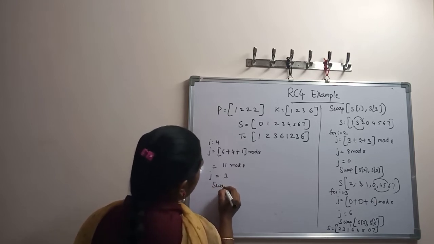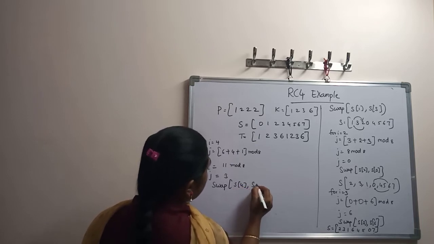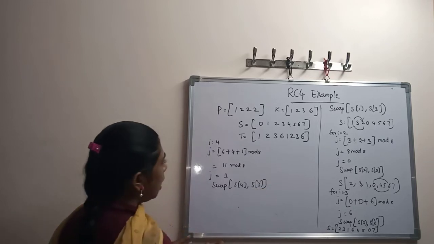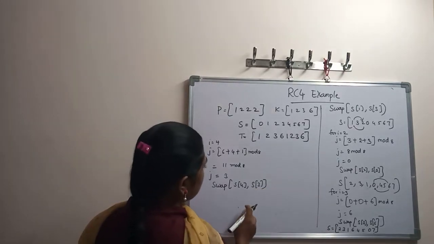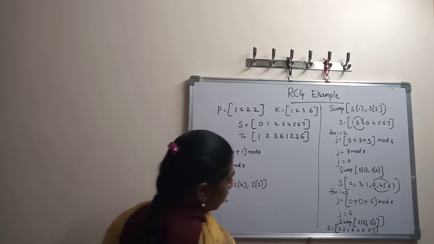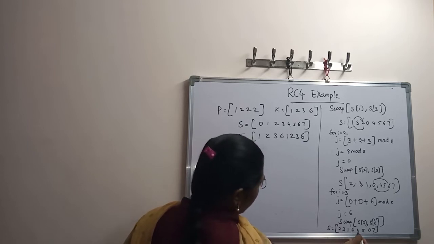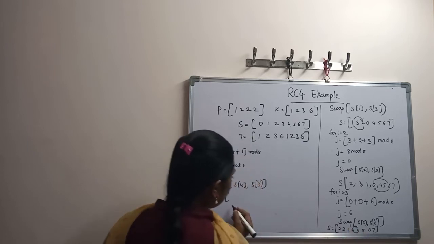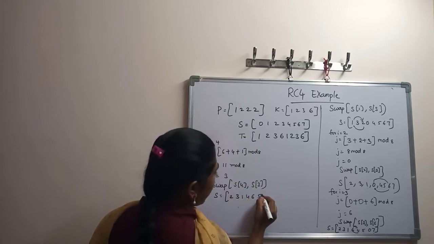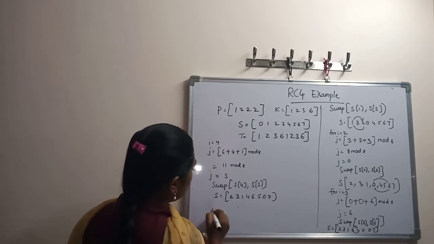Now swap the values. Swapping the values of S of 4 comma S of 3. What do we get for the vector? Since the 4 value and then the 3 value are swapped, we get 2, 3, 1, 4, 6, 5, 0, 7.